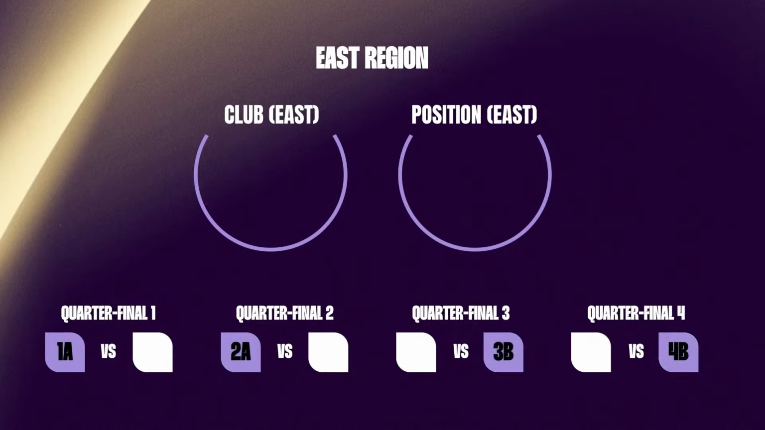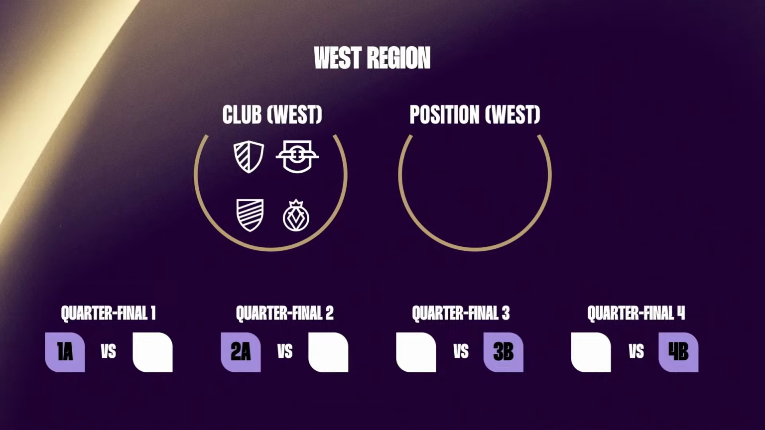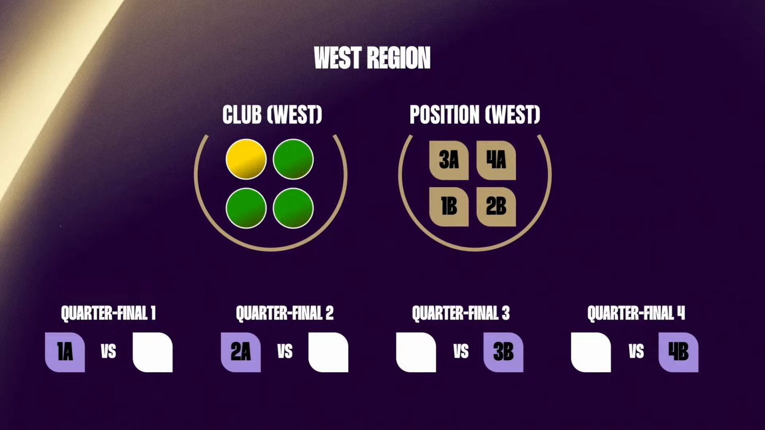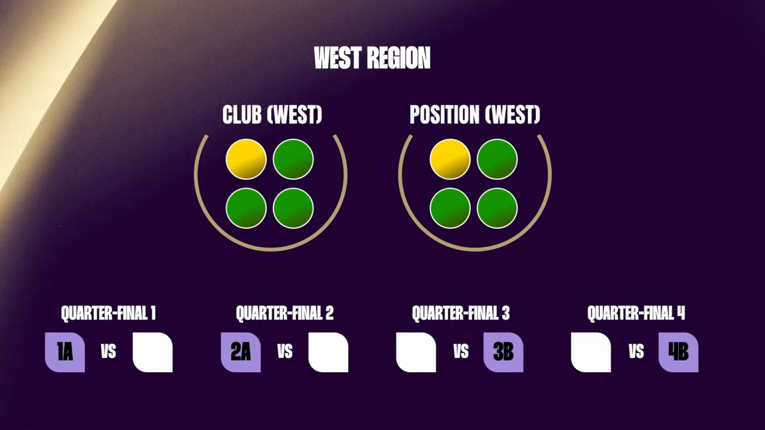West region. 4 clubs are allocated into 1 club pot and 4 position balls are allocated into 1 position pot. The highest seeded club of the league stage of the West region will be identified by a different colored ball from the other balls within the club pot West. Similarly, position 3A will be identified by a different colored ball from the other balls within the position pot West. The draw will be conducted in accordance with the following sequence.